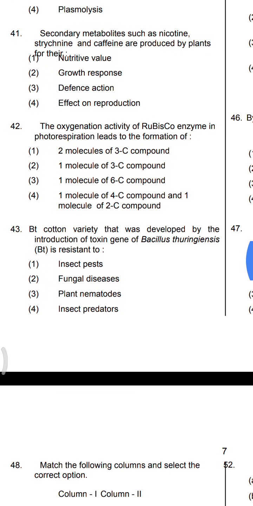43rd question. BT cotton variety that was developed by the introduction of toxin gene of Bacillus thuringiensis, that means BT cotton is resistant to option 1 insect pests, option 2 fungal diseases, option 3 plant nematodes, option 4 insect predators.